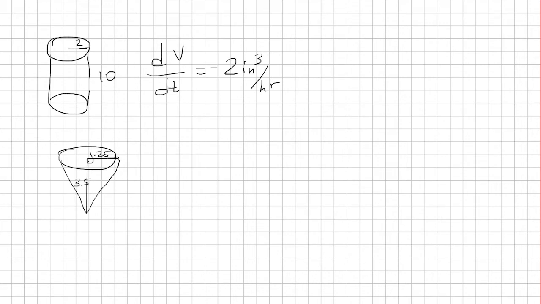For part A, how fast is the depth of the syrup in the cylinder changing? So that's going to be the height, so dH over dt, of the cylinder when the level in the cylindrical container is 8 inches high. So that's when H is 8.